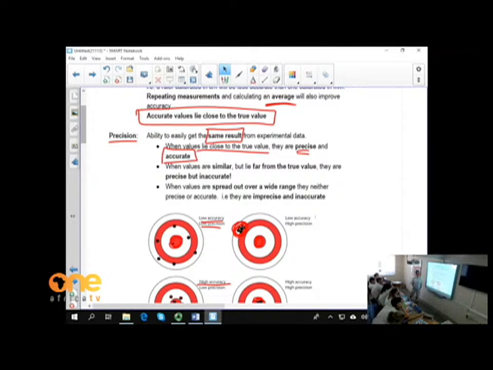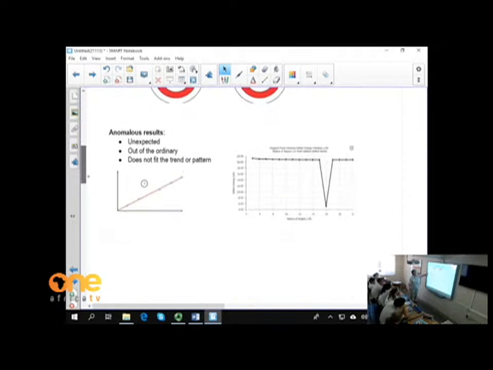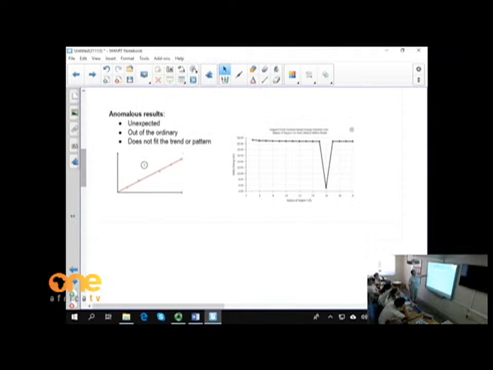And when values are spread out all over the show, we did not work accurately and we did not work precisely. Our answers are not accurate and they are not precise. Then we get something called an anomalous result.